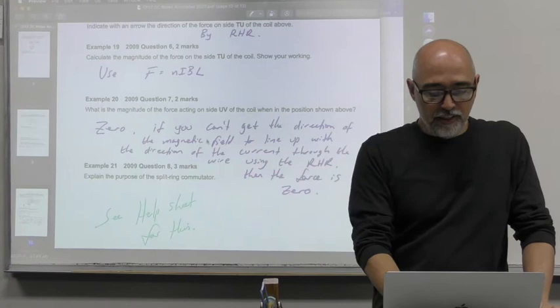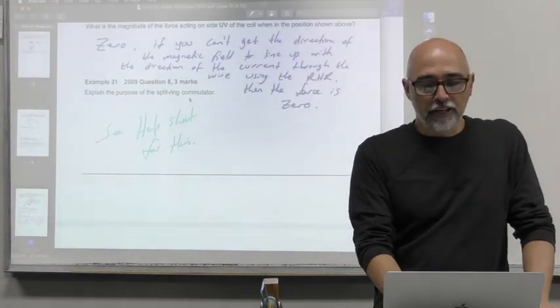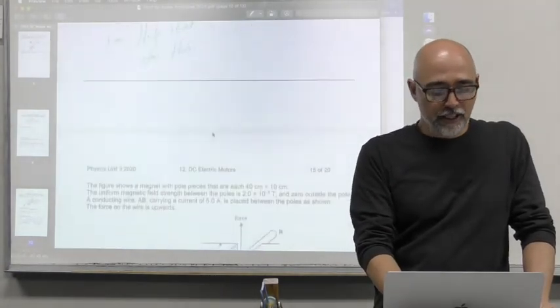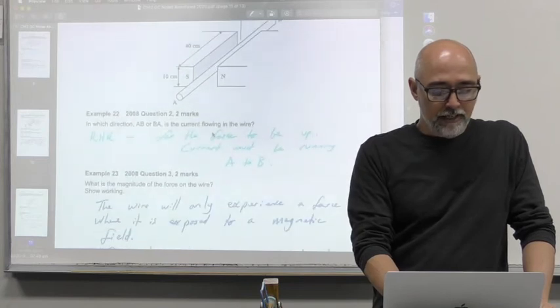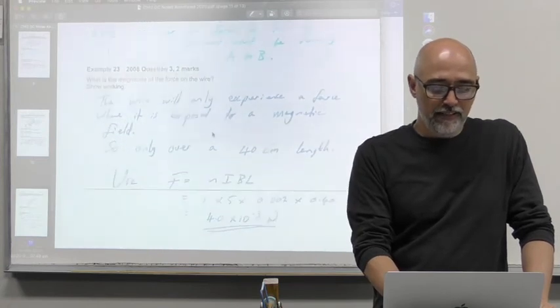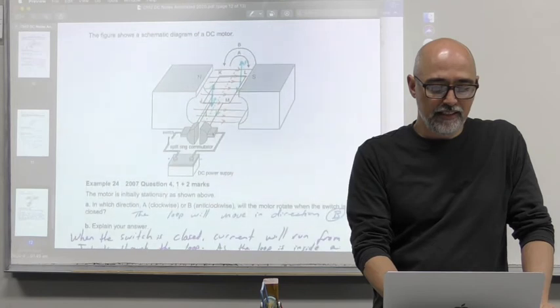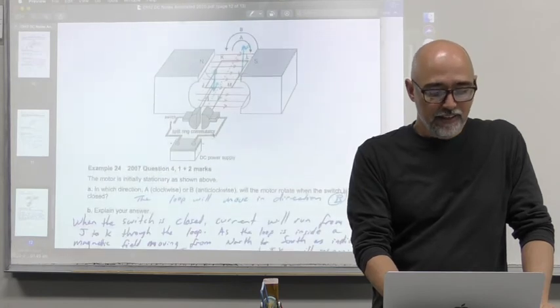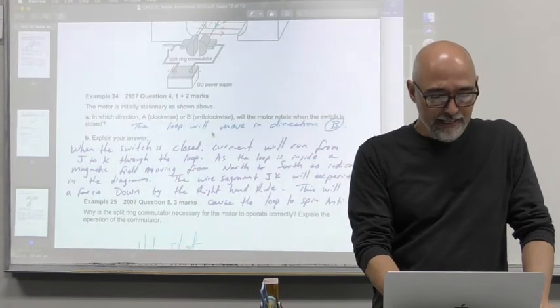That's that question here. Explain the purpose of the split ring commutator. Again, that's the help sheet. Over here, that's basic. You do that easily. That's this question over again here. Explain your answer.